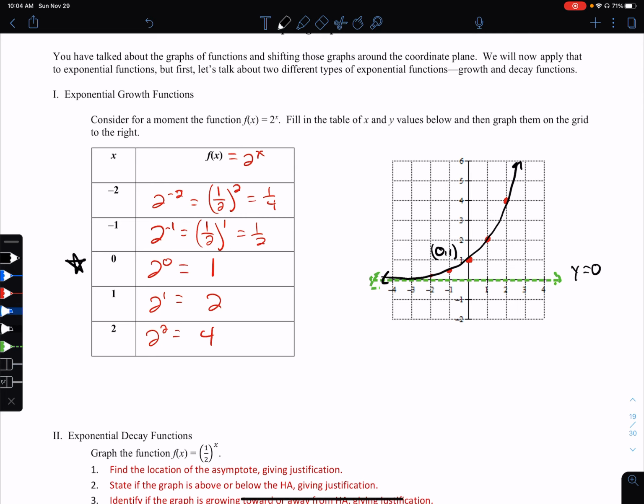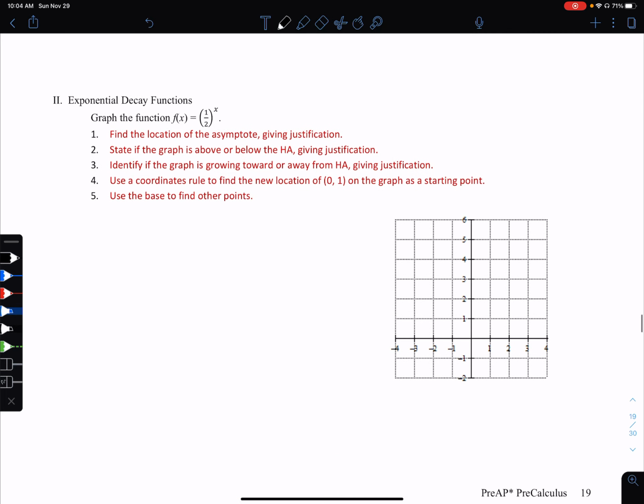Let's check it out. Let's look at one that's a little more complicated. Not much, but a little bit. So this is going to be an exponential decay function. You can tell that because it says that. But we're supposed to graph the function f of x equals (1/2) to the x. We don't like our base to be less than 1. So we're going to reciprocate it and make it a 2. Change the sign of the exponent.